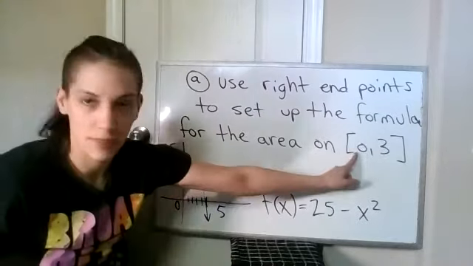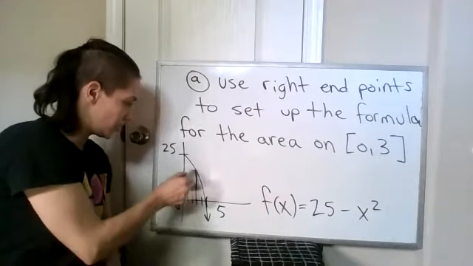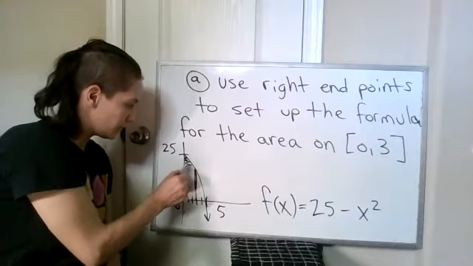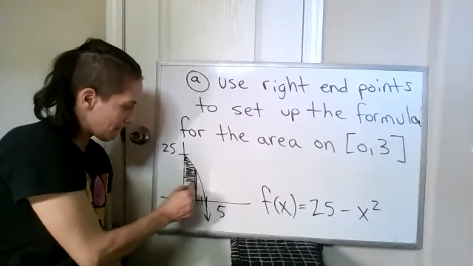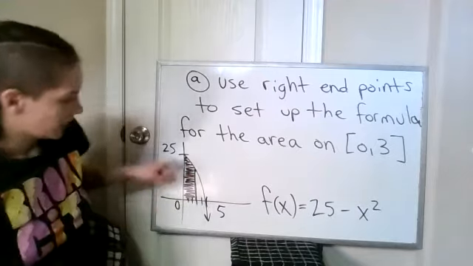Okay, we just need from 0 to 3, so go over 1, 2, 3, straight up to your function and shape. We want that area.